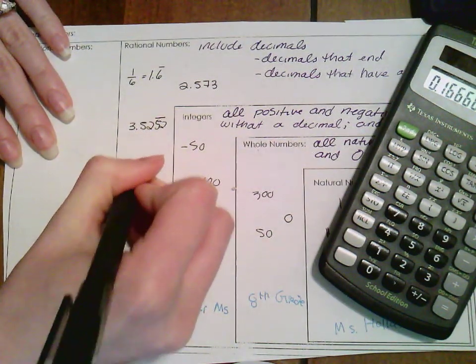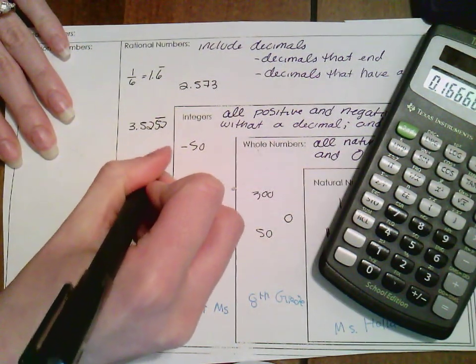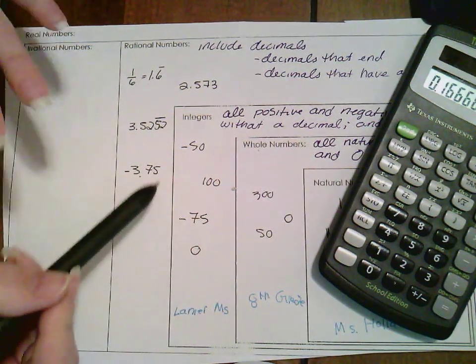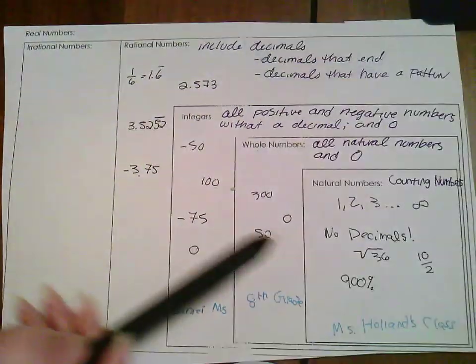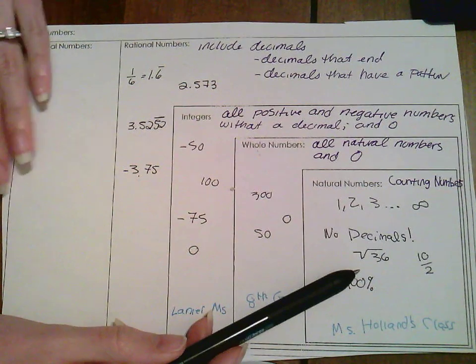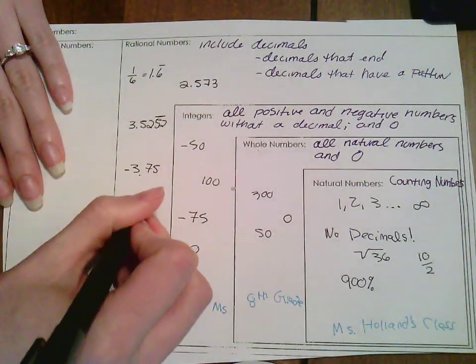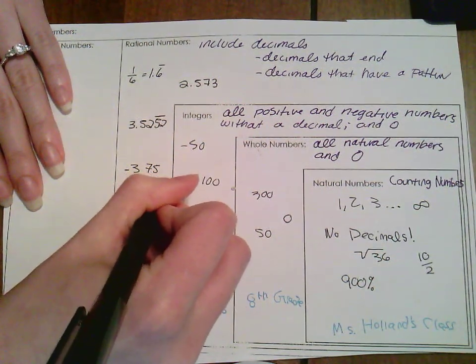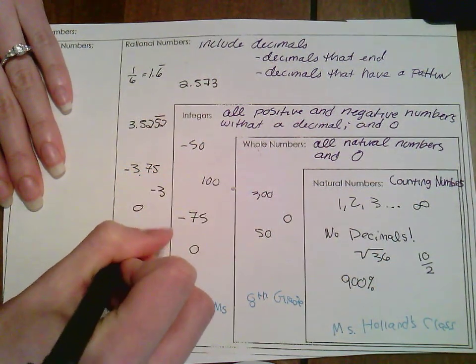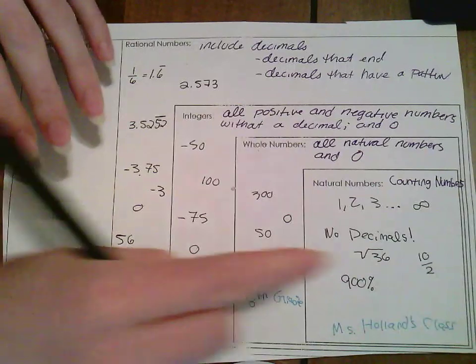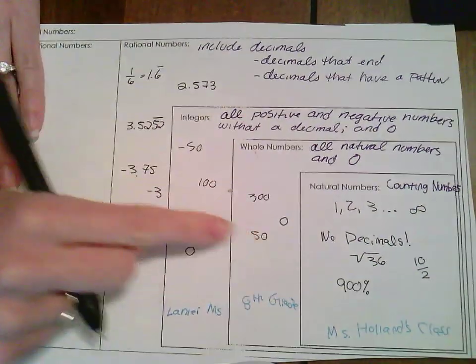Rational numbers can also be negative, and all numbers, again, from the counting and natural numbers, whole numbers and integers are also going to be rational numbers. So we could have 0, -3, 56. They all fit. If they are in the smallest bucket, they're going to fit in all of them.